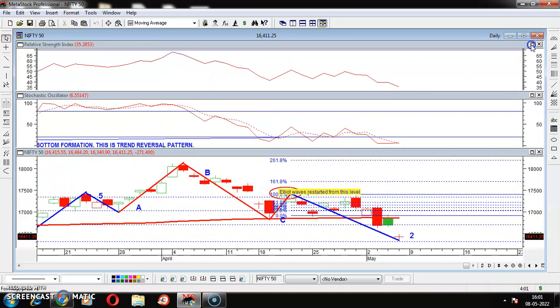Now let me go to another parameter I have plotted here, the relative strength index. The relative strength index is very bearish at 35.28. If it had gone above 50, we could say momentum is bullish, but momentum is bearish. Stochastic is also in an oversold area, so we cannot come to any decision whether it should go upside or downside. There is no particular view having seen this candlestick and these technical parameters.